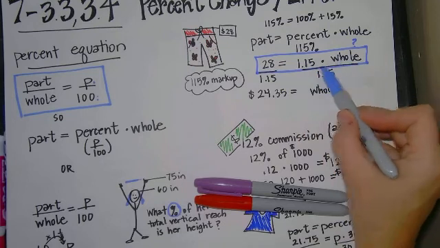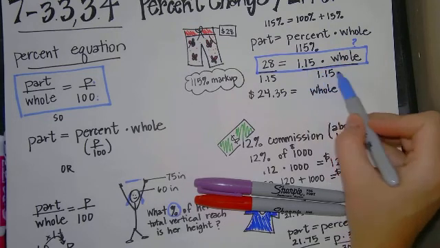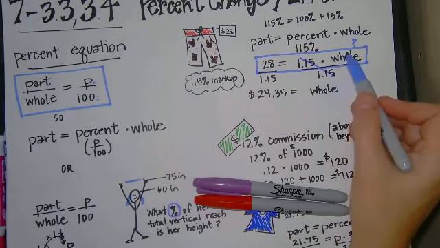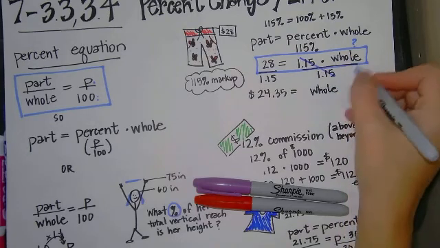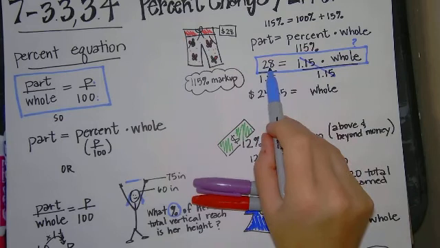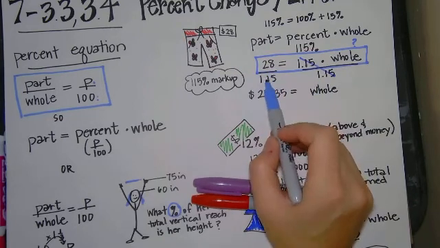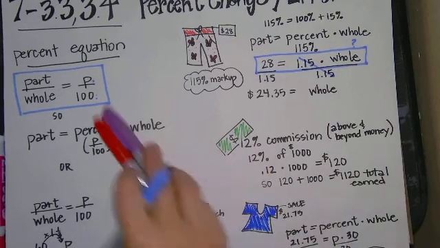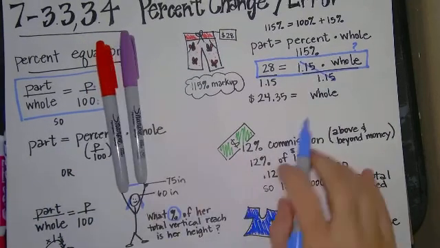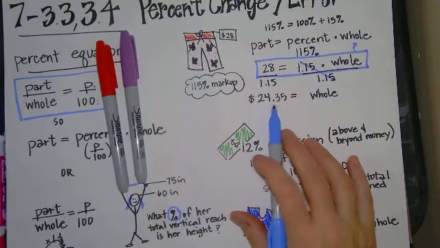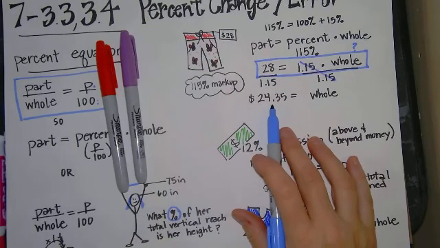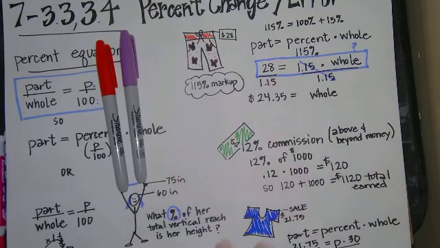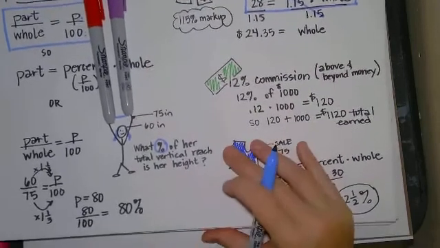So since we're multiplying times our whole, we have to get rid of it. So we're going to divide by 1.15 so that we can isolate just the whole over on this side. We could just say W. And then we're going to, of course, divide by 1.15 over here. And 28 divided by 1.15 gives us $24.35. This was our original price then. That's our part, or that's our whole, our original price. Then we apply 115% markup. We end up with $28.